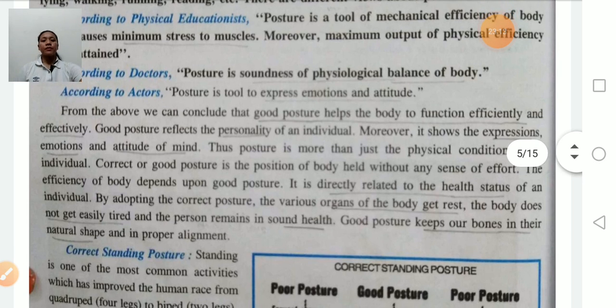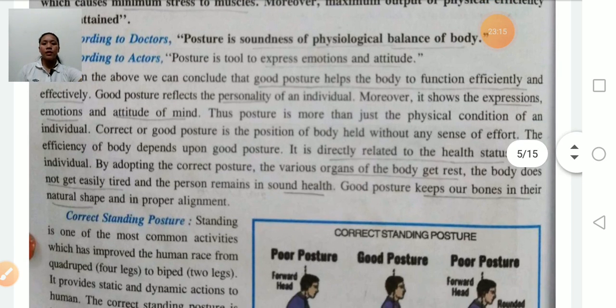Posture efficiency. The efficiency of the body depends upon good posture. It is directly related to the health status of the individual. By adopting a correct posture, the various organs of the body get a rest. The body does not get easily tired and the person remains in sound health.